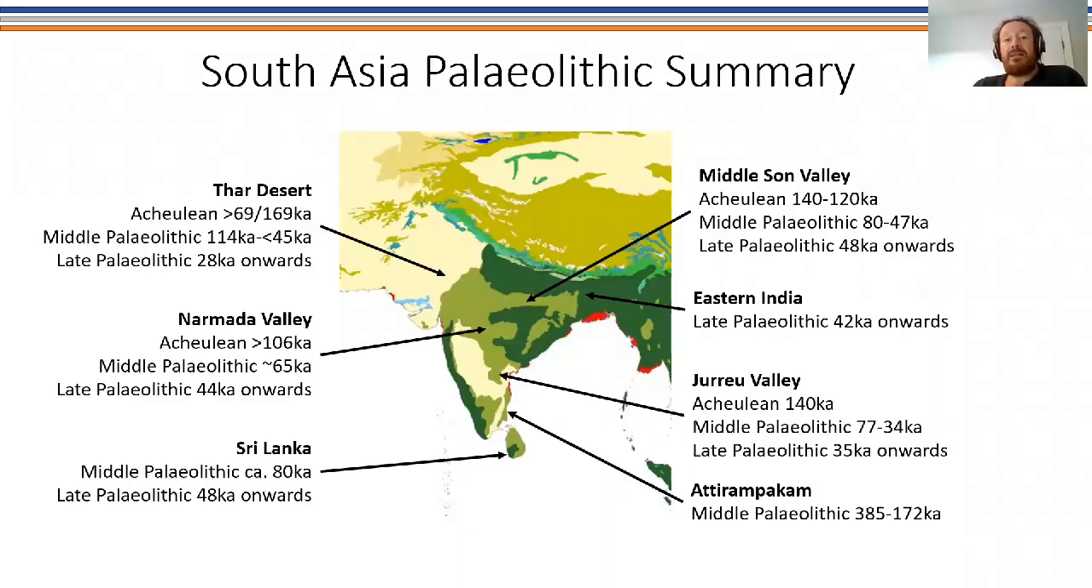The earliest Late Paleolithic technologies appear from the second half of MIS3, from around 48,000 years ago onwards. They share a focus on the use of finer grained raw material types and the production of smaller stone tools, but with a varying and regional focus in the use of bipolar, blade, or flake reduction methods, with the Middle Son and Jurreru valleys showing good examples of gradual changes from preceding Middle Paleolithic industries.